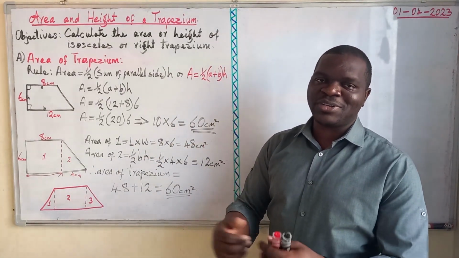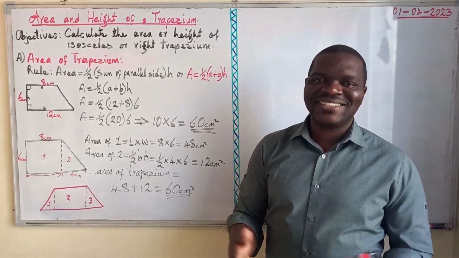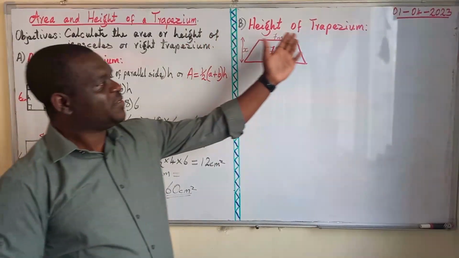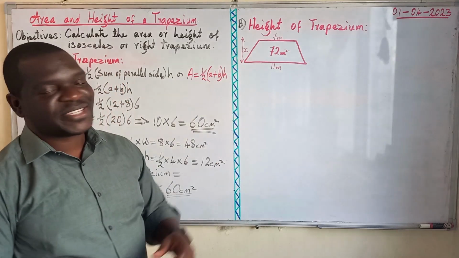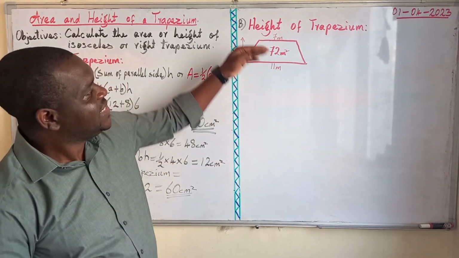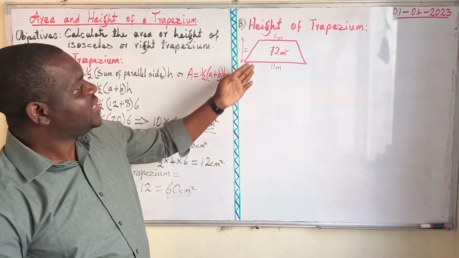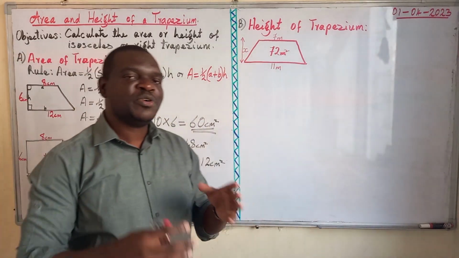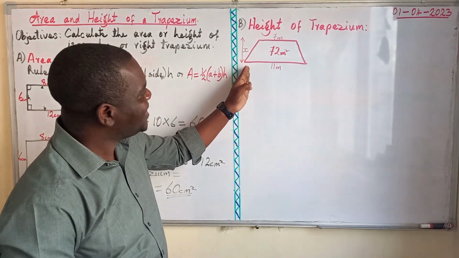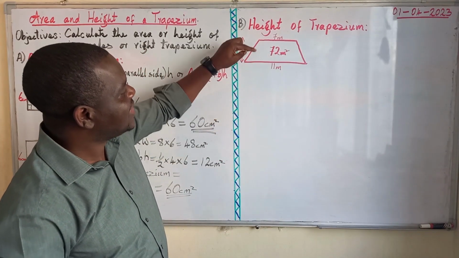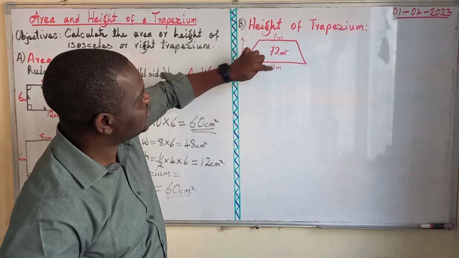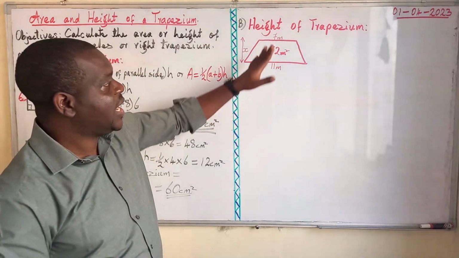Now let's move on to how to calculate the height of a trapezium. Height of a trapezium. Here is our isosceles trapezium, and the parallel sides are 7 and 11 respectively, while the area is 72 meters squared. We are asked to find the height, that is that line connecting the parallel sides, and it is x. How do we find this?